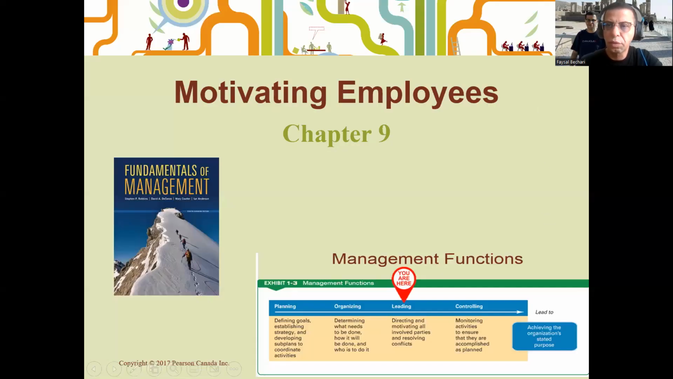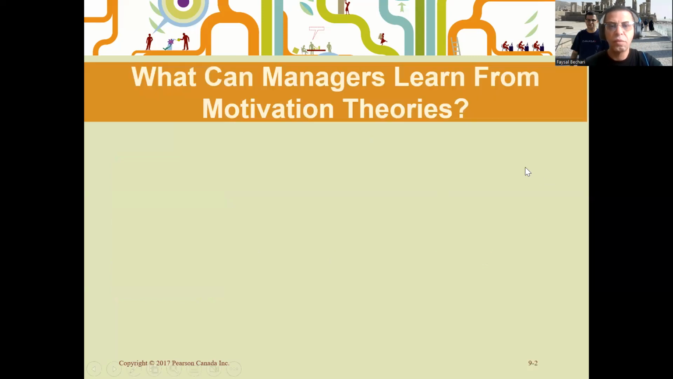Okay, so in this chapter, we'll talk about motivating employees. So far, we said the management functions are planning, organizing, leading, and controlling. We are in this stage of motivating employees. Now, what can managers learn from motivation theories?